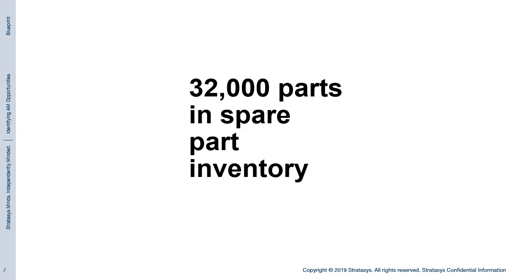We start by looking at all the parts in their spare part inventory. That's about 32,000 different SKUs. This includes a wide variety of components such as screws, buttons, wiring, solenoids and other electrical parts which are not suitable for 3D printing. So how do you tackle that?